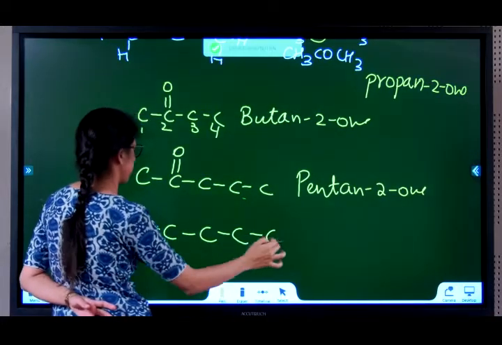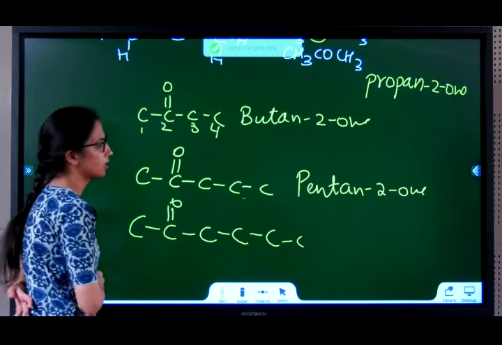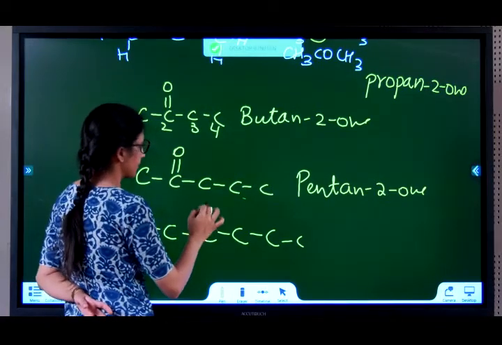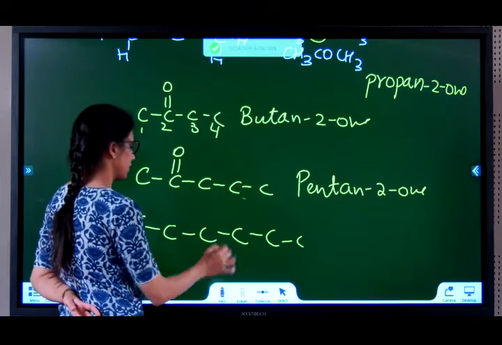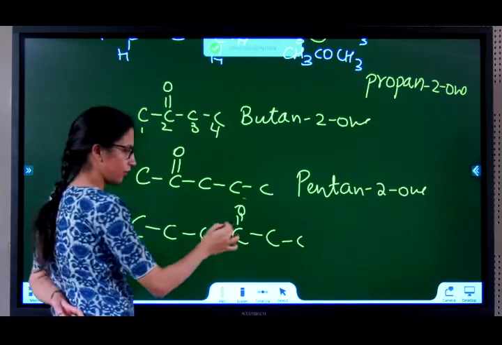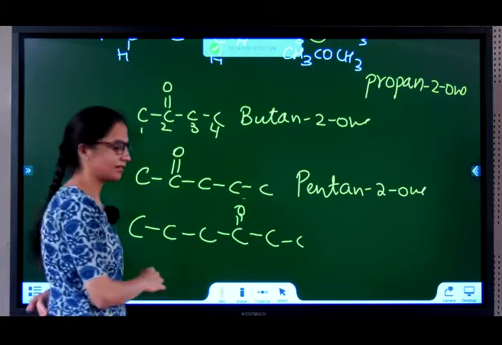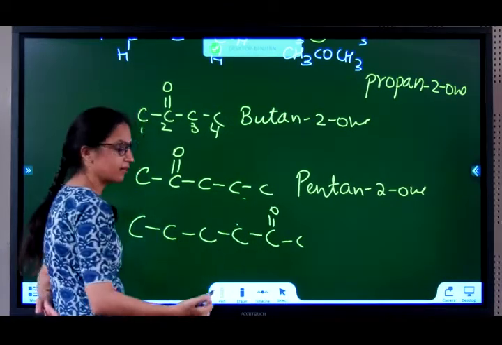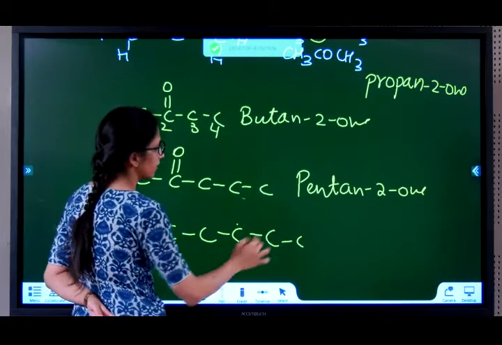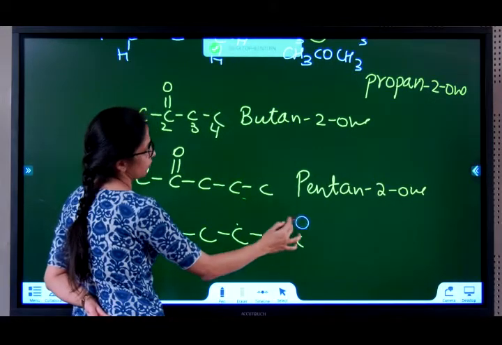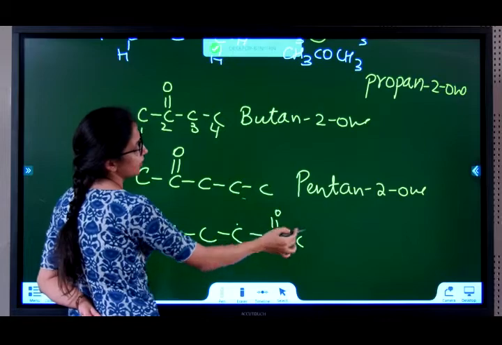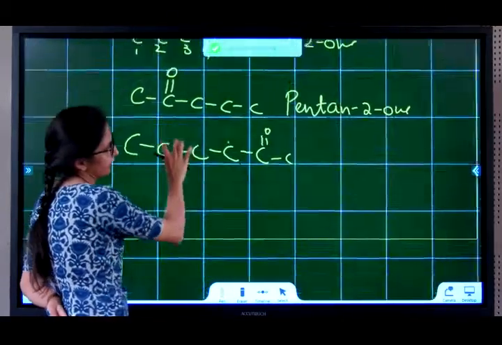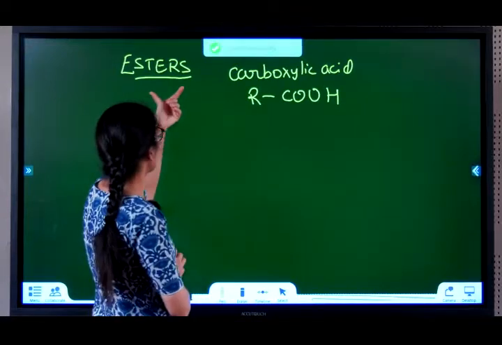And lastly, 1, 2, 3, 4, 5, 6. At second position, hexan-2-one. If you put it here, hexan-3-one. If I put it here, 1, 2, 3, 4, 1, 2, 3, still hexan-3-one. If I put it here, 1, 2, hexan-2-one. If I put it here, invalid ketone, because ketones cannot be at the side. They have to be in the center only. The next group, esters.